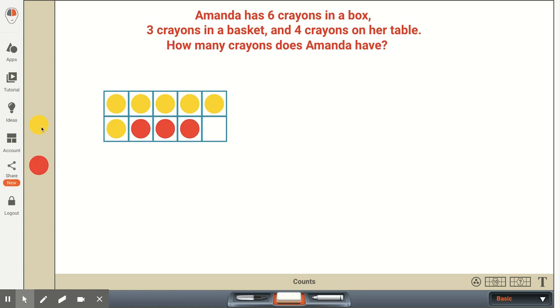So I'll go back here. Since I don't have 3 different color counters, I'll go back to the yellow counters. And I have space to put one more here to fill up the 10 frame. And then we will add 3 more. So now we can see that Amanda had 6 crayons in a box, 3 in a basket, 4 on her table, and this would show the 10 frame is 10, 11, 12, 13.